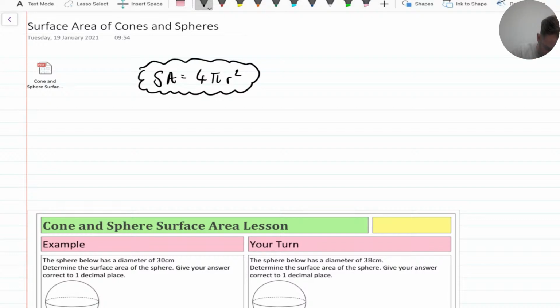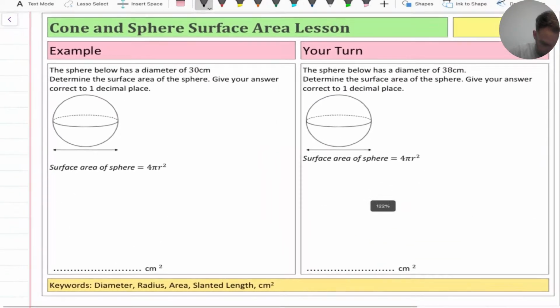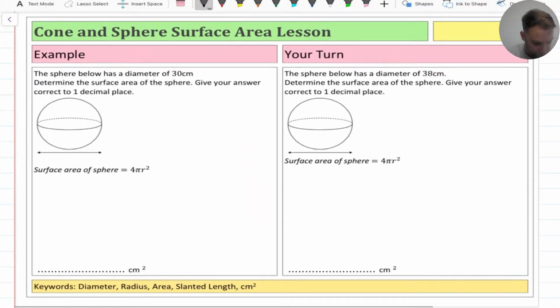So then let's have a go at some of these questions. Here's our first one. This one's quite easy. It says a sphere has a diameter of 30 centimeters. Determine the surface area of the sphere. Give your answer correct to one decimal place. So same as always, I'm going to write down what my radius is and what my diameter is. In this case, it tells me the diameter is equal to 30 centimeters.